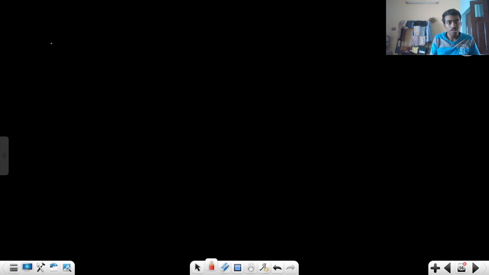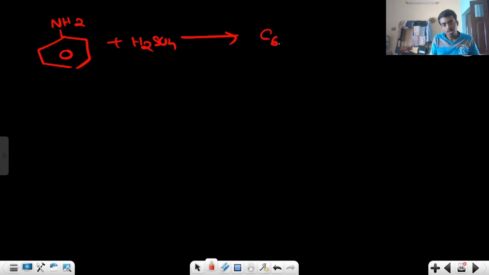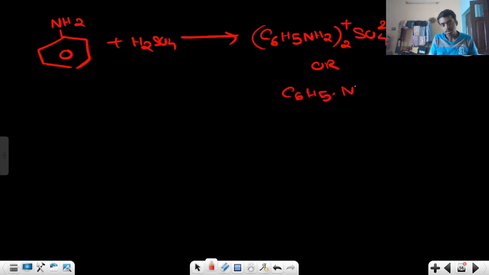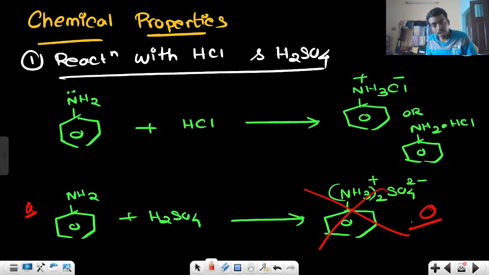So what will be the reaction? The reaction will be NH2 plus H2SO4, additive product. So you write (C6H5NH3)2 SO4 2 minus, or (C6H5NH2)2.H2SO4. Is it clear? You cannot only write NH3 whole 2 and the remaining one benzene ring is 1. It does not make any logic.